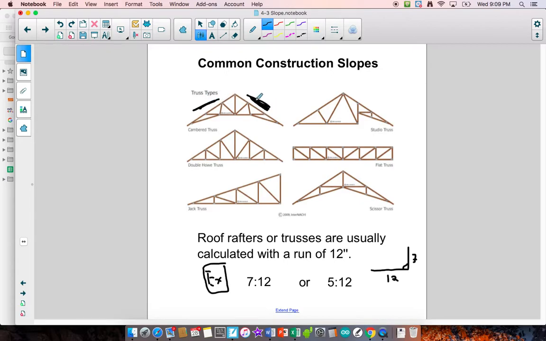It doesn't really make a distinction between positive and negative necessarily. It just wants you to know these ratios. A 5/12 would look very similar, except it would be a little less steep than the 7/12. Okay, so those are some trusses. This is how it's written as a ratio, like we've seen the other time.